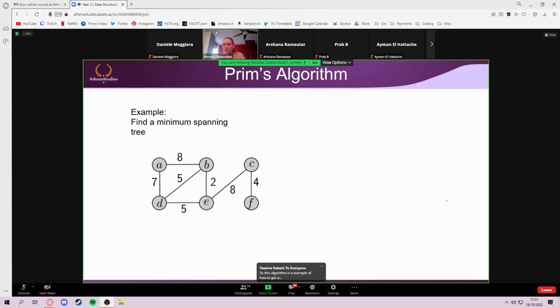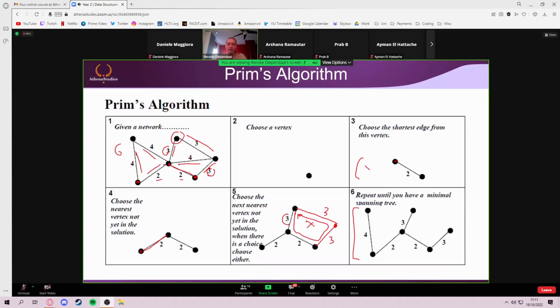Question. So this algorithm is an example of how to get a minimal spanning tree. Yeah, so these steps that you need to follow, that's Prim's algorithm, and it will always find a minimum spanning tree.